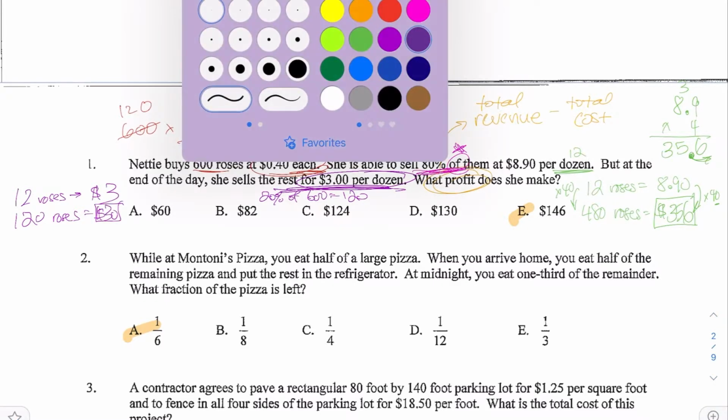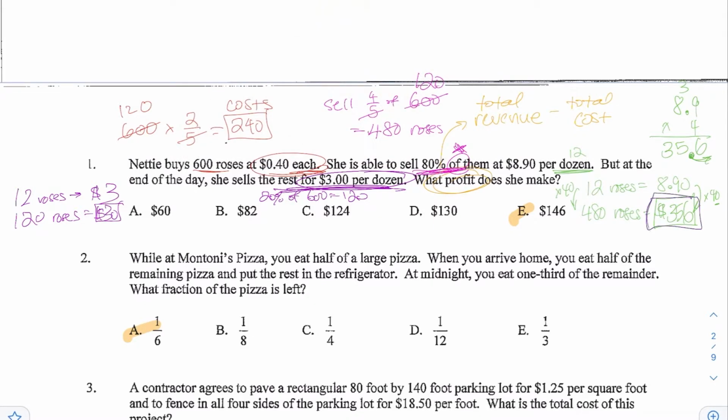So all in all, you have $356 plus this 30. So the total revenue is going to be $386. And the total cost will be $240. So when you subtract, you get choice E, 146.